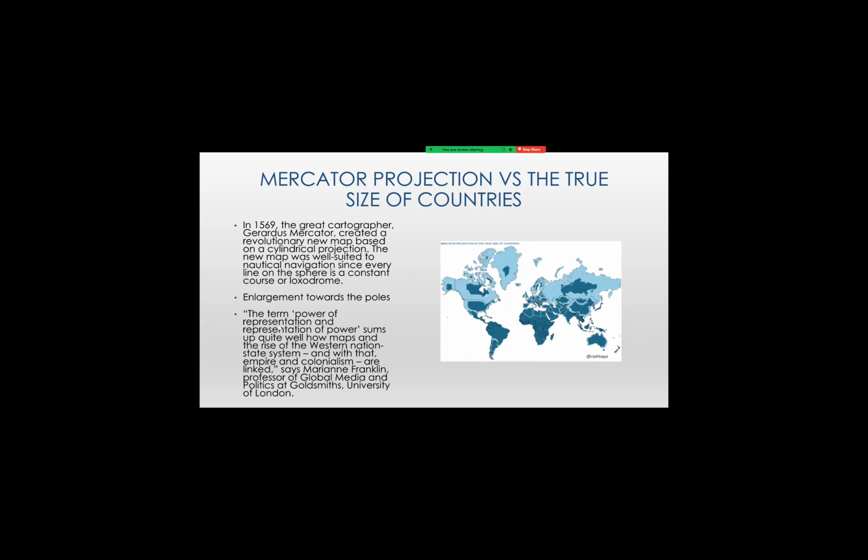The term power of representation and representation of power sums up quite well how maps and the rise of the Western nation state system, and with that, empire and colonialism, are linked. That's according to Marion Franklin. And politically, it has been an essential part of the propaganda about the domination and natural power of the global West.